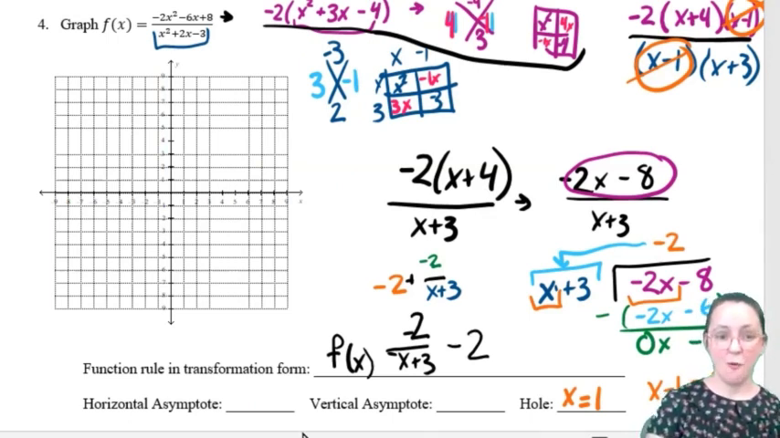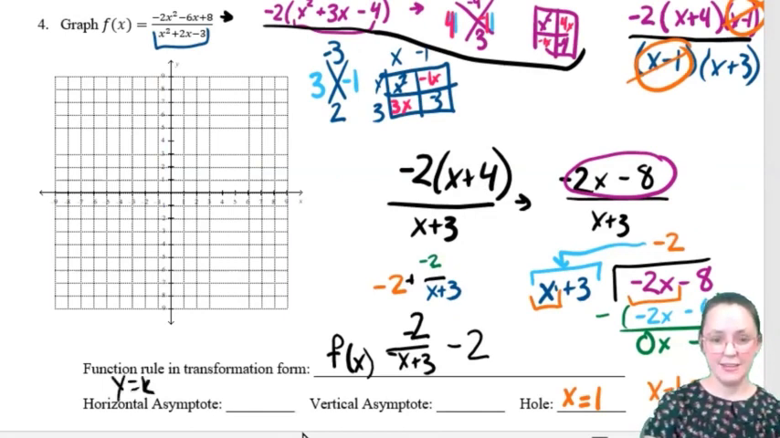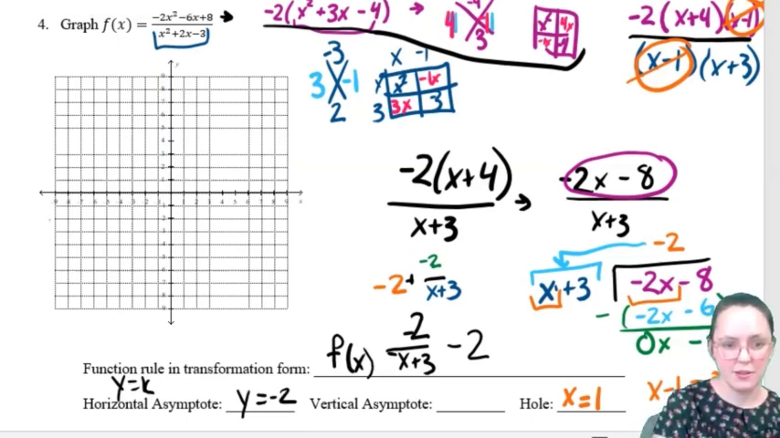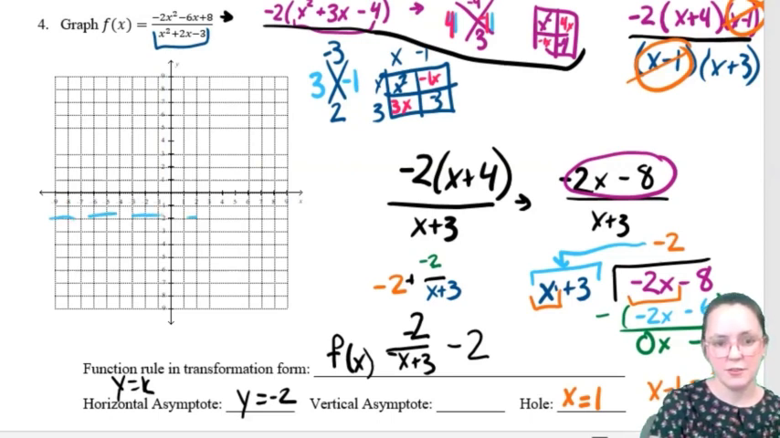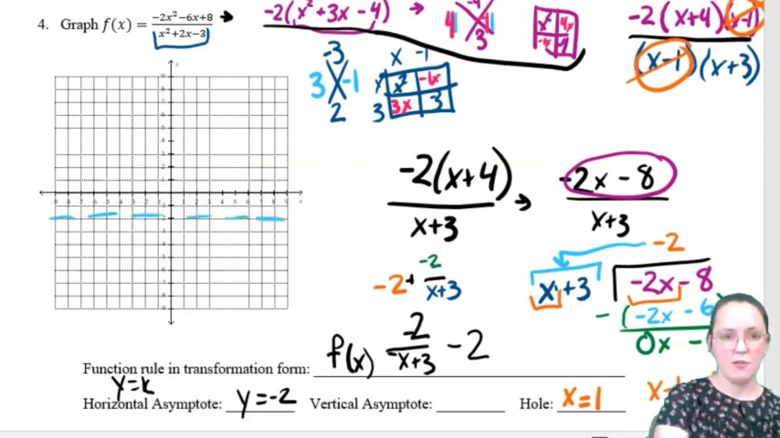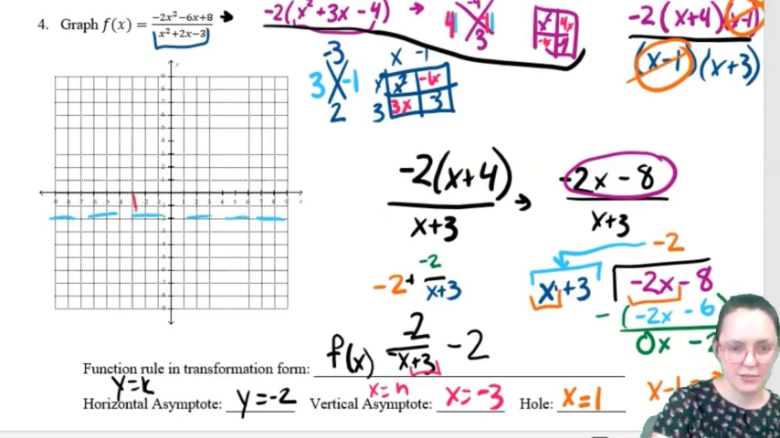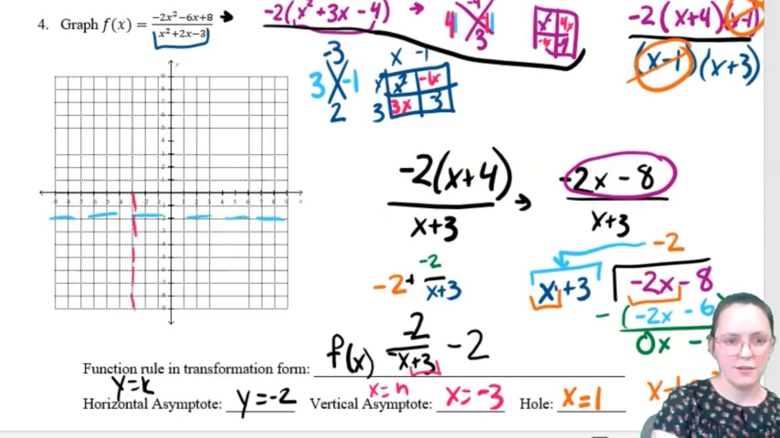We're going to write our horizontal asymptote. Remember your horizontal asymptote, that's your y equals k. So our k is the number added on the end. So we have a horizontal asymptote at y equals -2, which we can go ahead and sketch in on our graph. It's going to be this horizontal line right here. And then our vertical asymptote is going to be at x equals h, or in this case, watch out for our opposite sign here, x equals -3. So when x is stuck at -3, that's this guy way over here.